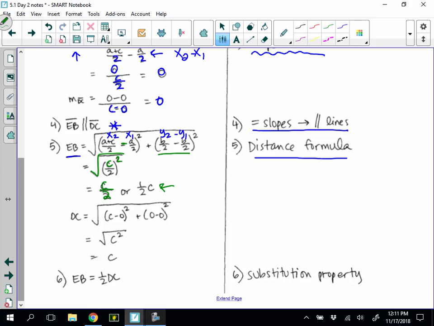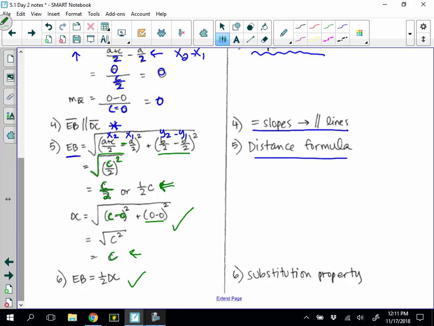Now I want the length of DC, and I just ran through the distance formula again. So I substituted in my x2 minus x1. So I have C minus 0 squared. Well, that's just C squared. And then 0 minus 0 is 0, so that's gone. The square root of C squared is just C. So I have just shown DC is equal to the letter C, and right here I've got EB is half of it, so I have just shown that EB is half of DC.